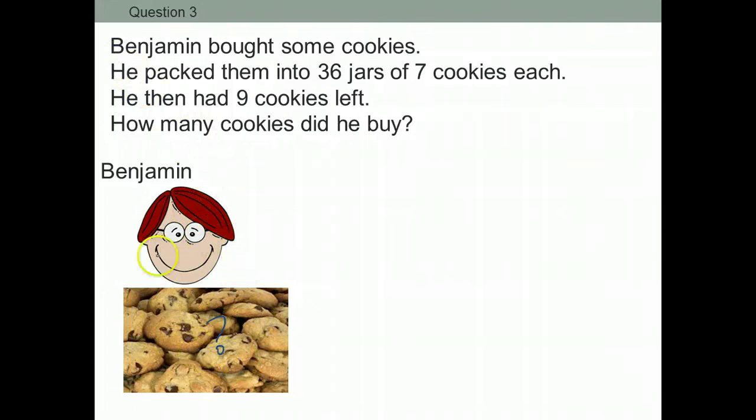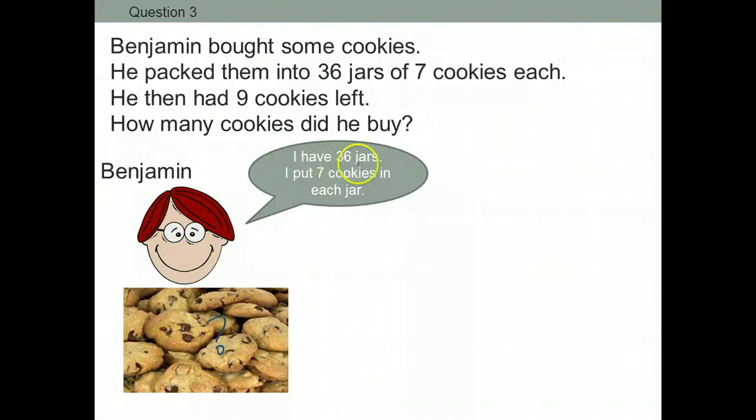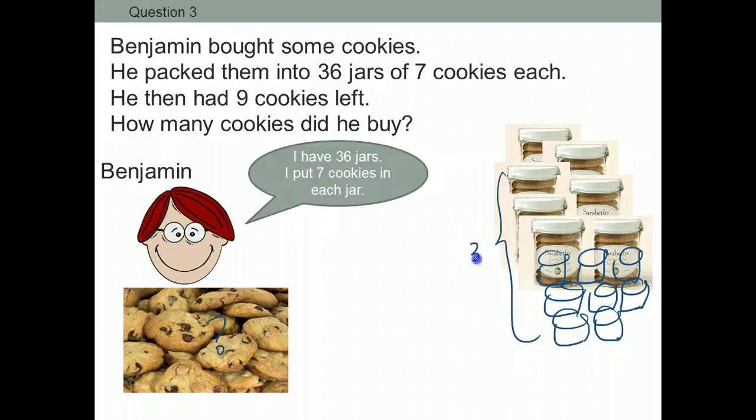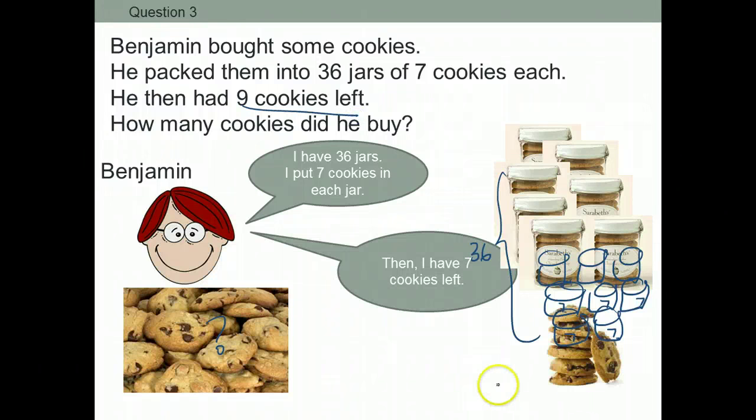But from the cookies that he bought, he has 36 jars. And he put 7 cookies in each jar. So I have 1, 2, 3, 4, 5, 6, 7 jars, 8, 9, 10, 11, 12. I can draw all the jars and I would have 36 jars. And in each jar, there are 7 cookies. He then had 9 cookies left here. So how many cookies did he buy?